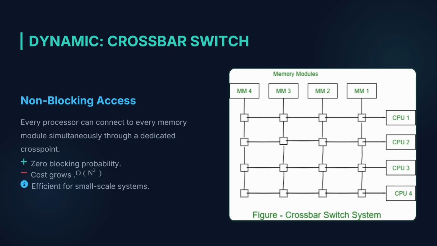Let's move on to the dynamic networks. The absolute gold standard is the crossbar switch. Imagine a grid where every row is a processor and every column is a memory module. At every single intersection, there is a switch. This means every processor can talk to every memory module at the exact same time without waiting for each other. It's called non-blocking. It is incredibly fast, but it requires n squared switches. If you have 10 processors, you need 100 switches. If you have 1000 processors, you need a million switches. It's too expensive for massive systems.